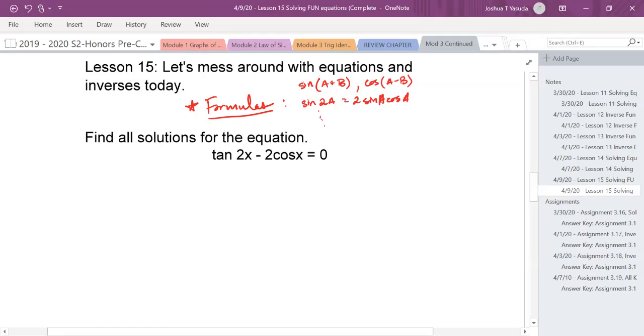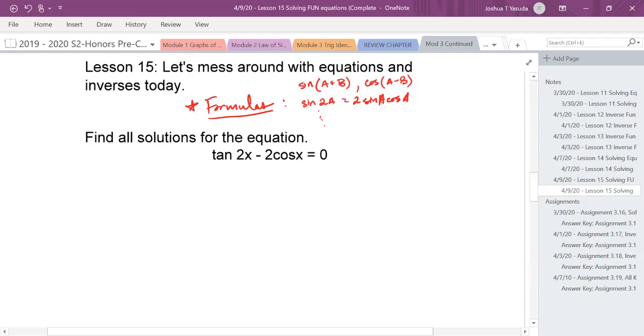All right, so find all solutions for the equation tangent of 2x minus 2 cosine of x equals 0. So like I said, if you want to try to figure out some formulas and different things that you could do, you can hit pause and try and solve that. But we're going to find all solutions. So if you want to keep watching, you can.